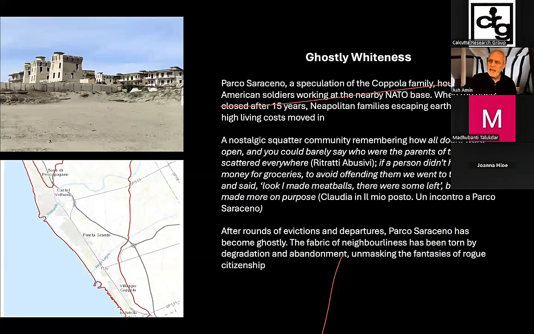But this kind of, let's call it congenial, nostalgic habitus was not to last. Today, after rounds of evictions and departures out of desperation, Parco Saraceno has become ghostly. The fabric of outlaw horizontal relations has been torn by degradation and abandonment, unmasking the fantasies of rogue citizenship.